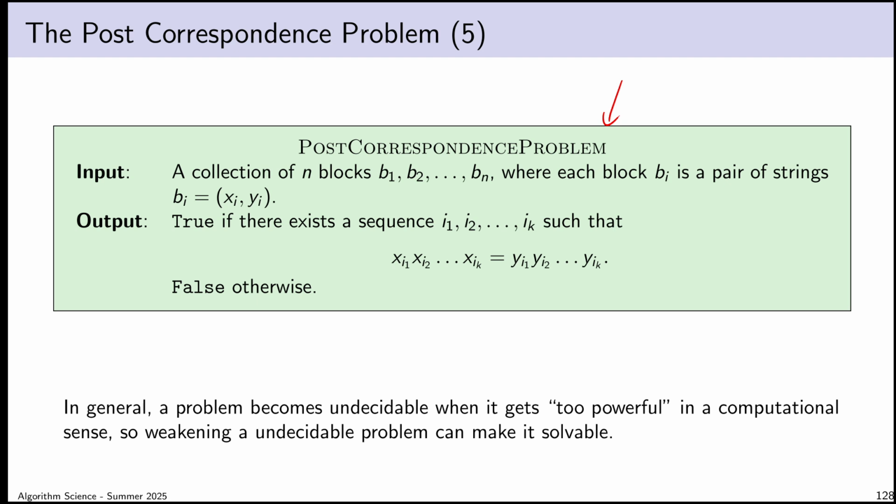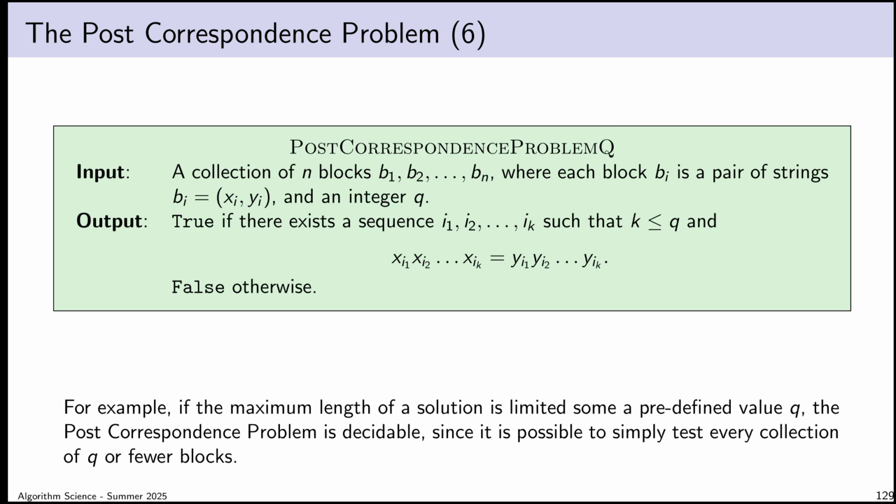As I said, if you limit the number of times you can use each block, for example, if you say you can use each block once, or you can use each block at most 100 times, well, that would be sufficient. And so if you weaken the problem, you often can make it solvable. One pretty easy weakening of the problem here would be, I'm going to add a parameter q. And now I want to ask whether there exists a sequence, so a viable solution, of length at most q. So here I'm putting an upper bound on how long the sequence of blocks can be.